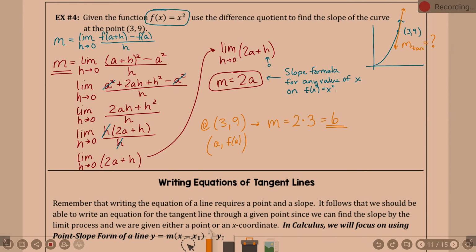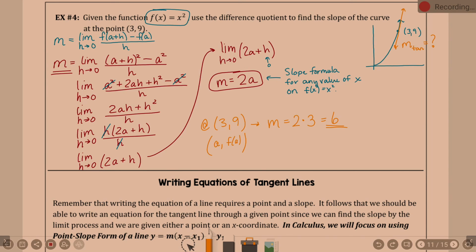Because you guys said 2a, and I'm like, okay, well, the slope of any tangent line is 2a. But the slope specifically at 3, 9 was 6. Anytime you have y equals x squared, the slope at any point on y equals x squared will always be 2a, the slope of the tangent line. Now, if I give you a different curve, that equation changes.